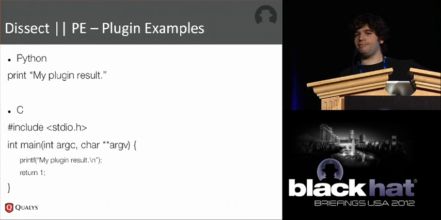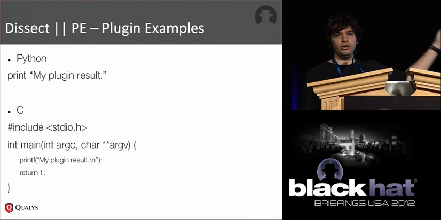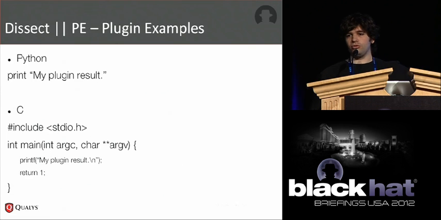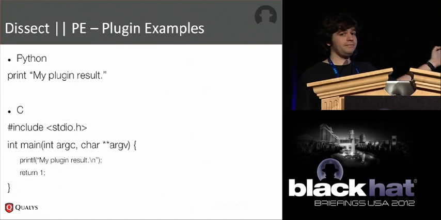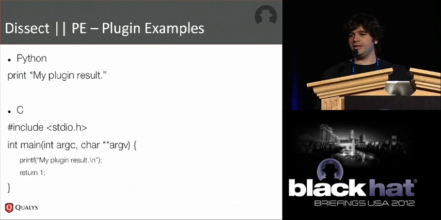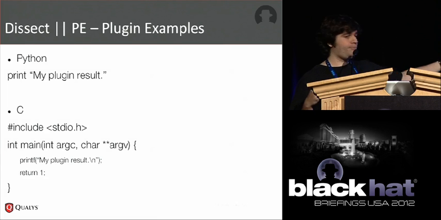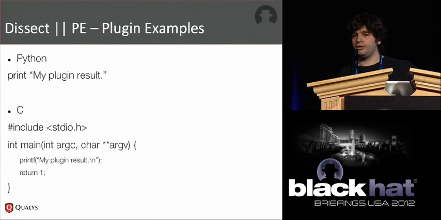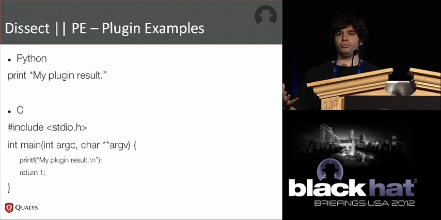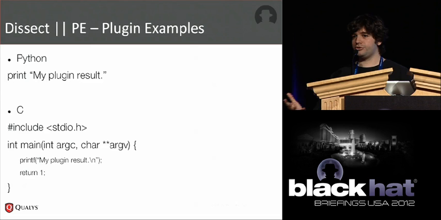Okay, so this is an example of plugins. The first one was written in Python, and the second one in C. As you can see, it's very easy to write a plugin. It's just a matter of writing code that receives by parameter the sample to be analyzed, do whatever you want, and then print the result to the standard output. And the system will deal with the parsing of outputs and return the results back to the researcher.